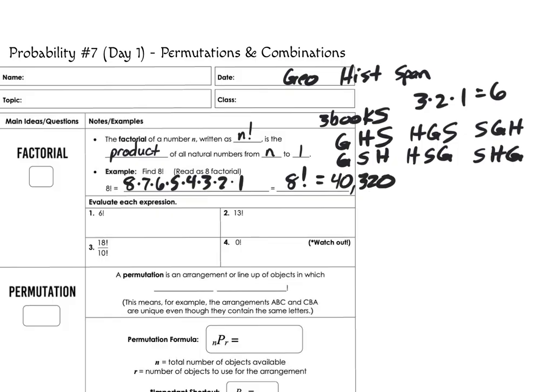40,320. Okay, that's a lot of different ways I could arrange 8 things. Okay, try to find that on your calculator. If you need help, I'll come around and help you out.